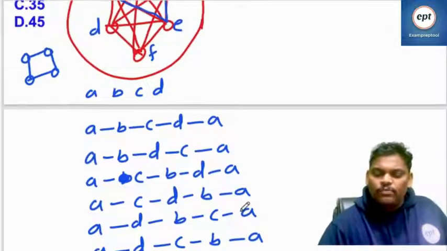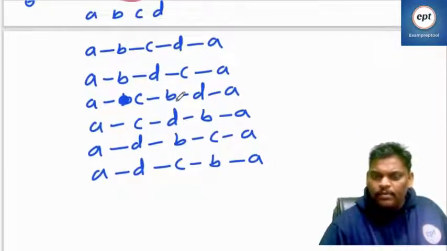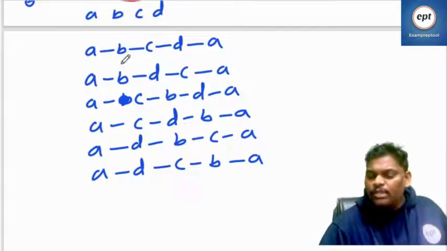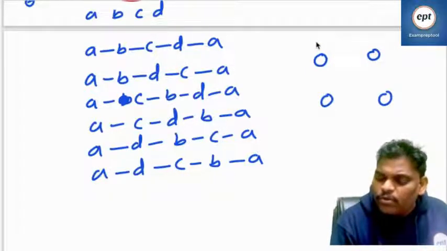Let us assume that out of 6 vertices, the 4 I selected are A, B, C, D. How many cycles? Because it is a complete graph, every combination of edges is there. Now one thing I want to say to you. Everyone listen.